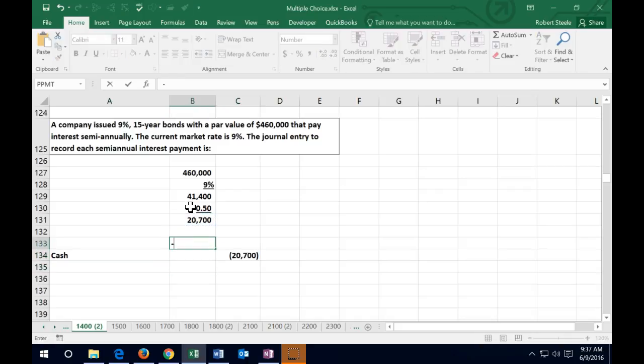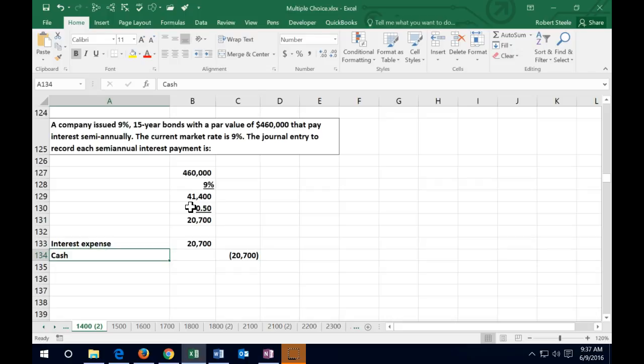And then there's going to be a debit. What's the debit going to be? It's going to be some type of interest expense. It might be bond interest expense, but in some way there should be interest expense on the income statement, reducing net income.